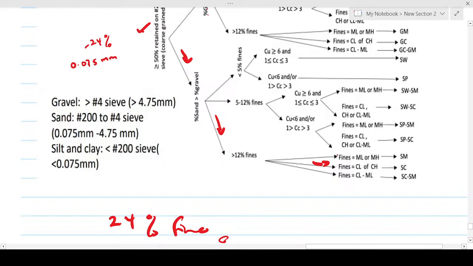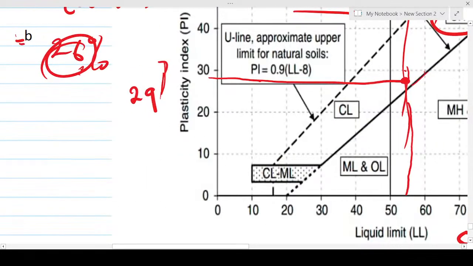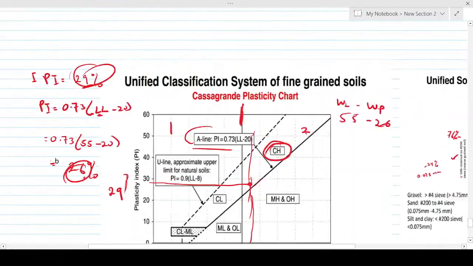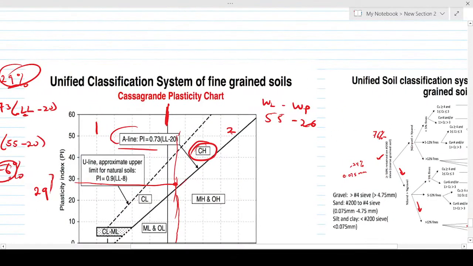They are going to classify our soil as SC. We are going to classify our soil as SC, right? So under the unified, our soil is classified as SC. But go do research also and see if this will, because it kind of got me confused a bit.